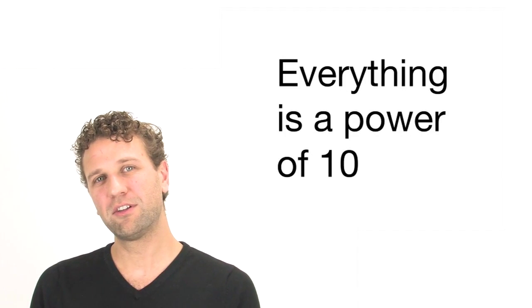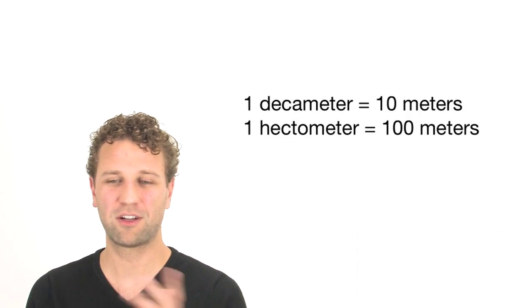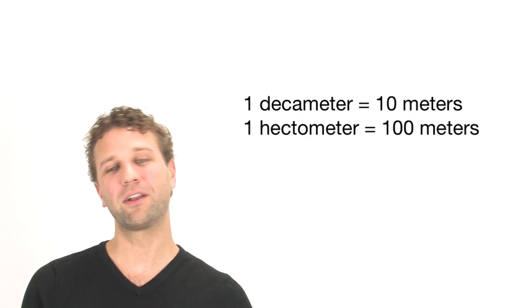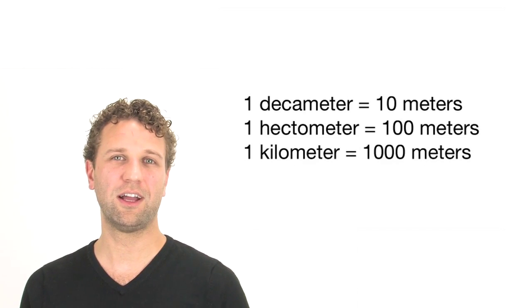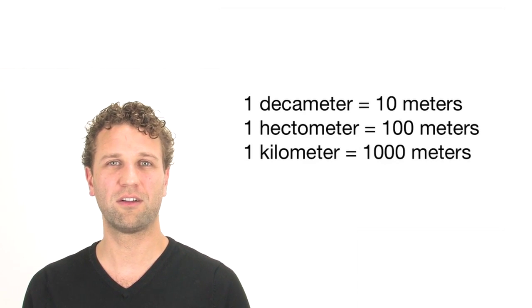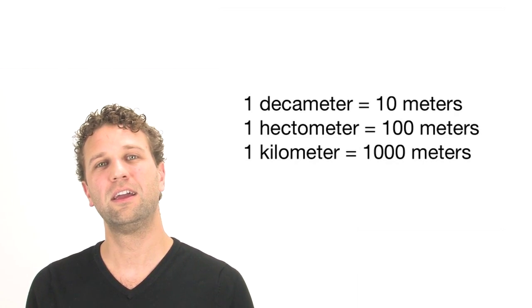The metric system is the one that's really easy to use. Everything is factors of 10. A meter is, well, just a meter. 10 meters is a decameter. 100 meters is a hectometer. These are not terms that are used every day. But 1,000 meters is a kilometer, and that is a term that's used very, very frequently.